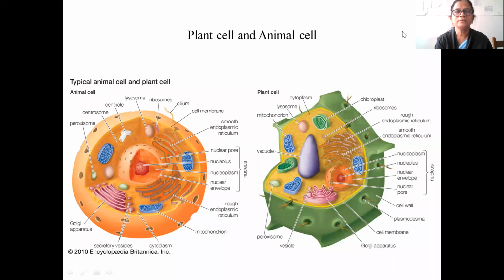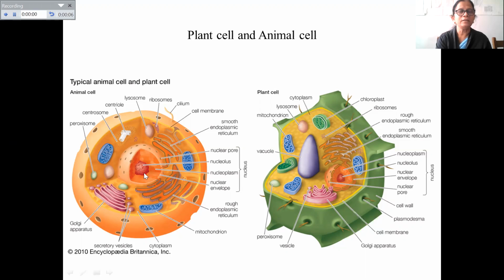Hello everyone. Today in this session we are going to study the differences between plant cell and animal cell. Now on your screen you can see the diagram of plant cell as well as animal cell. So first of all, this is the diagram of animal cell. Now I am going to explain to you the structure of this animal cell.